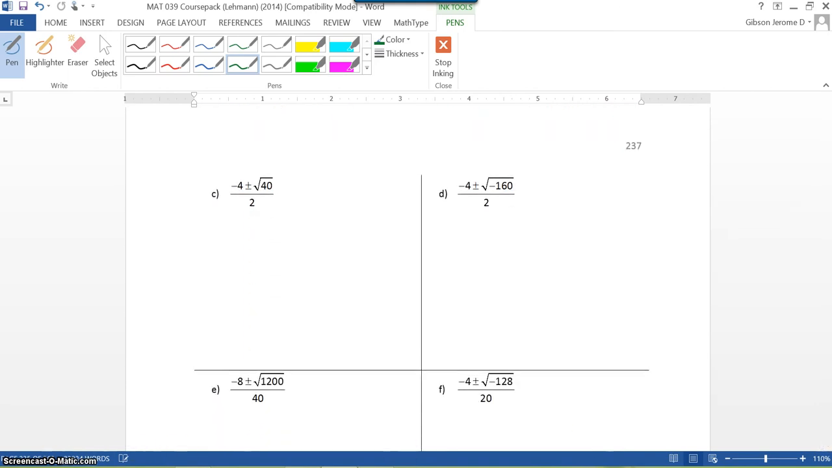Now we come here and we do the same thing. Now I'm not going to do all of the problems. I'm going to do probably about 2 more, and then we're going to move on to some other problems. So I'm going to do D here.